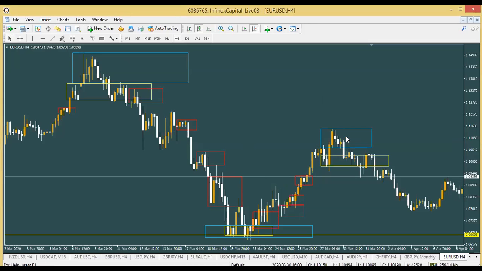Now, how do we trade this? How do I trade this? There are several ways you can actually trade this strategy. I'm going to show you one or two, okay? We'll show you two ways by which you can trade this strategy.